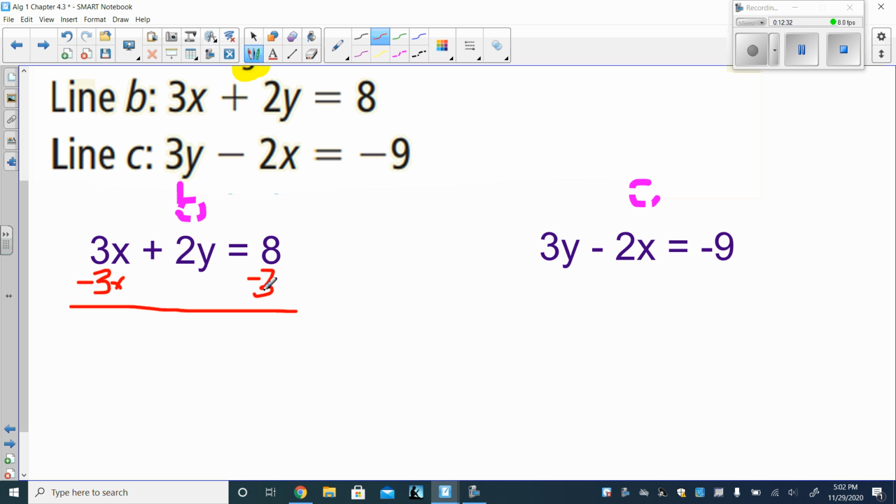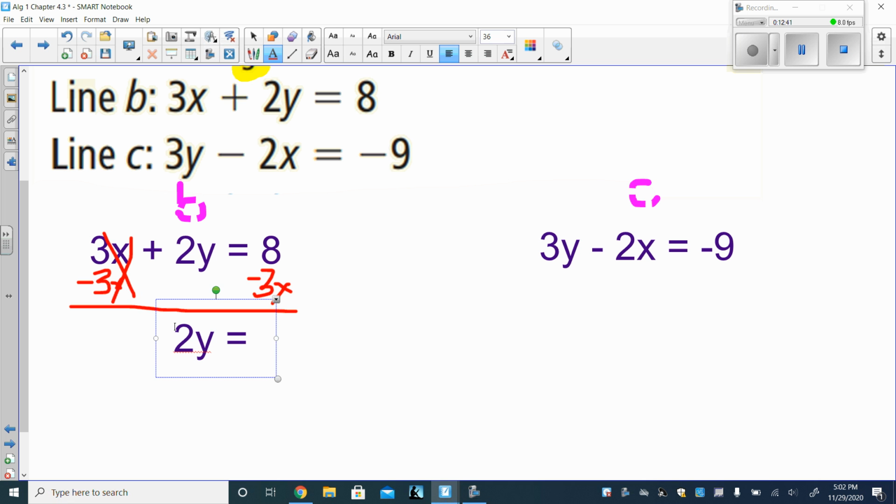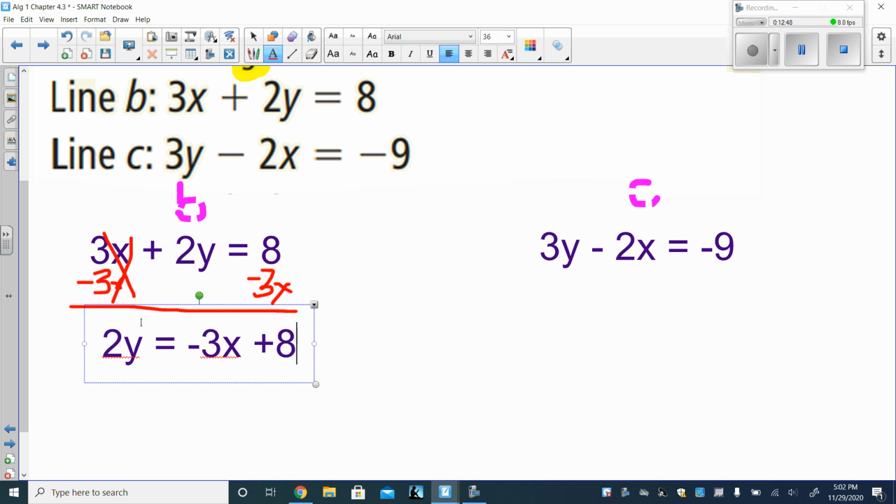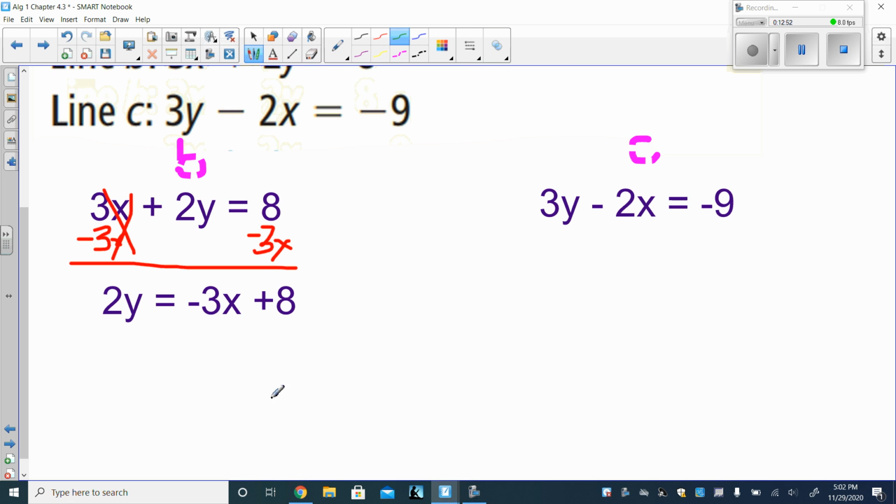3x from both sides. Because 3x minus 3x here, these will cancel. And when I do that, what I'm left with is 2y is equal to negative 3x plus 8. Because we're moving it from one side to the other by subtracting it from both sides. Now at this point here, we're almost done. We almost have it in y equals mx plus b form. We need to get y by itself, and right now we have 2y. So what I'm going to do is divide everything by 2.